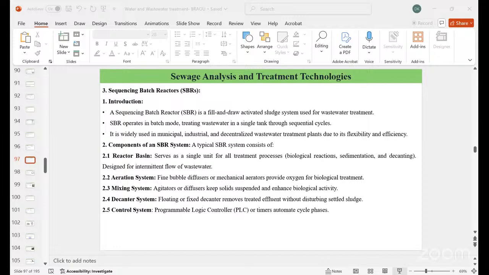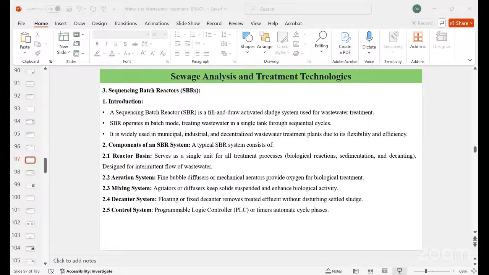All right. And then the next one is the consideration of cost effectiveness, which can be relatively expensive, so their use is often reserved for treating specific pollutants or achieving high quality effluent only.